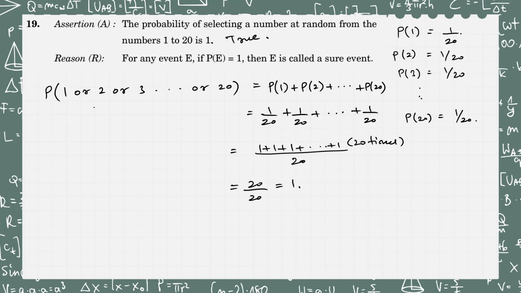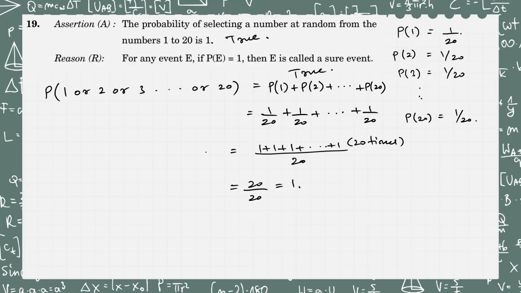And the reason is given. For any event E, if P of E equals 1, then E is called a sure event. Of course, this is the definition for a sure event, right? So, reason is also true only. And this reason looks like the relevant reason for the assertion, right? So, R is the correct explanation for the assertion given.